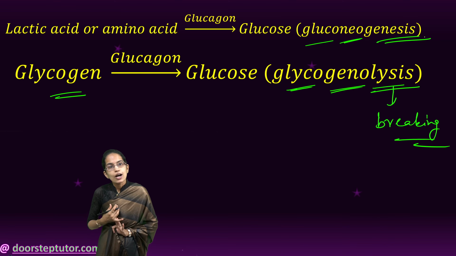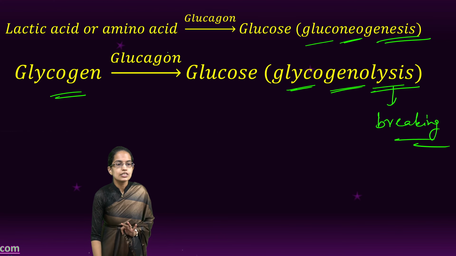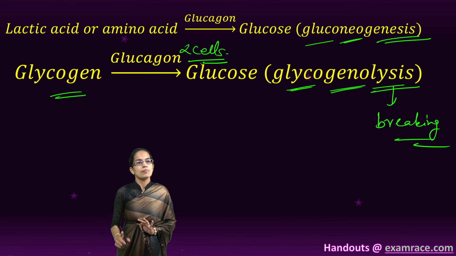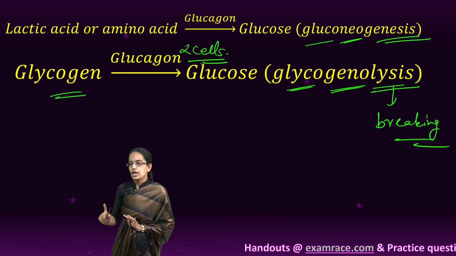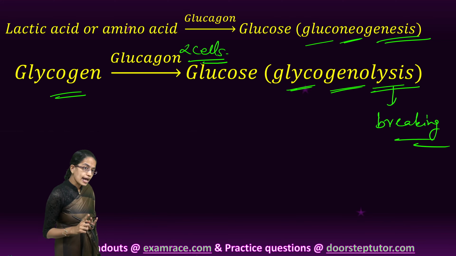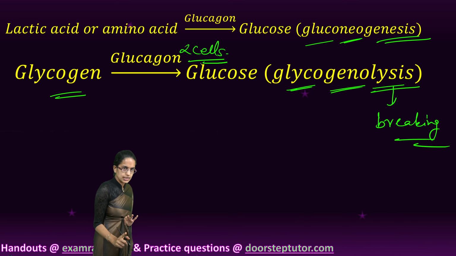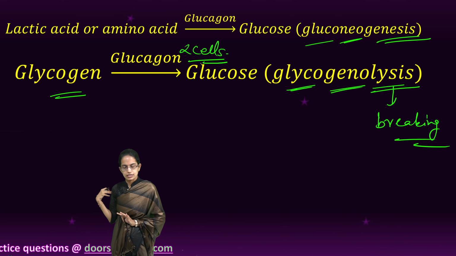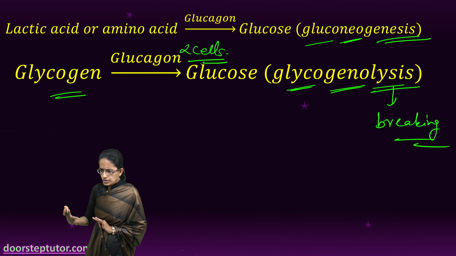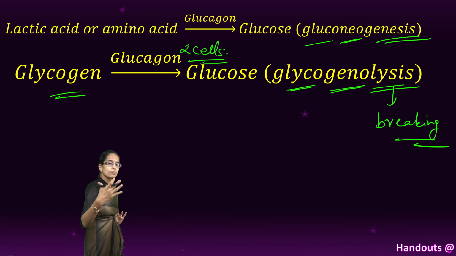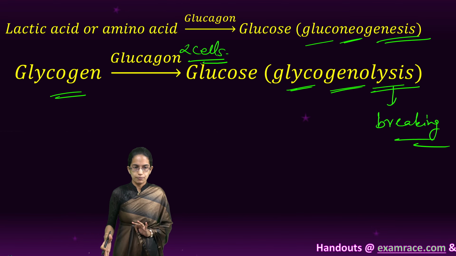The idea of glucagon, which is released by the alpha cells, is to raise the amount of glucose in the blood. Now, to raise the amount of glucose in the blood, where will it act? It would act on the liver cells. It would act on the muscles where the lactic acid is stored. And therefore, it stimulates more production of sugar.